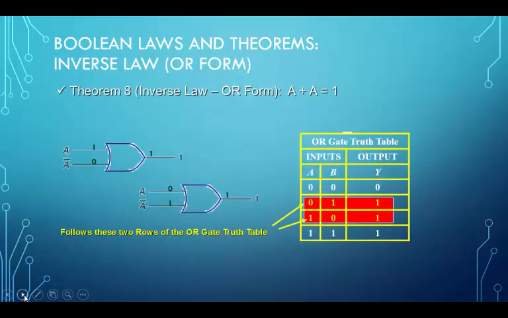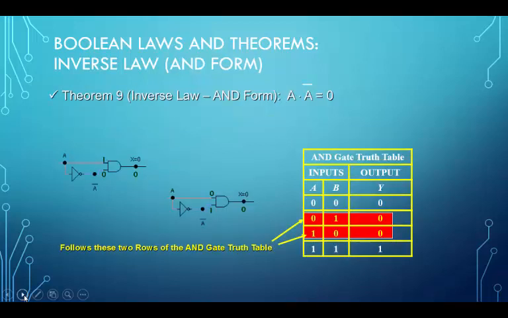The inverse law tells us that if we OR A with its complement, we always get a 1 out of the system. If A is a 1, its complement is 0, the output is 1. If A is a 0, its complement is 1, the output is 1. OR any input with its inverse, and the output is always a 1.